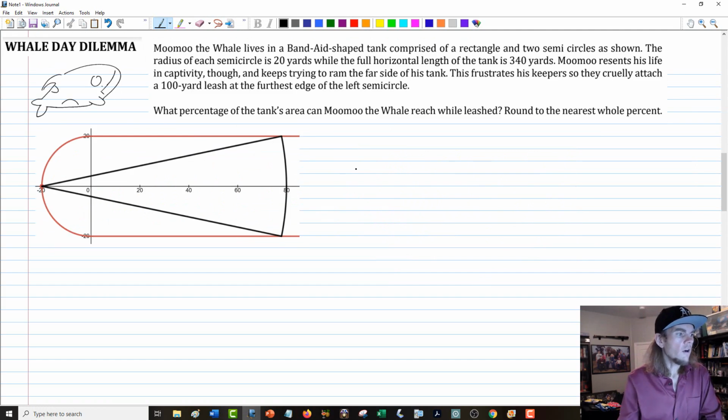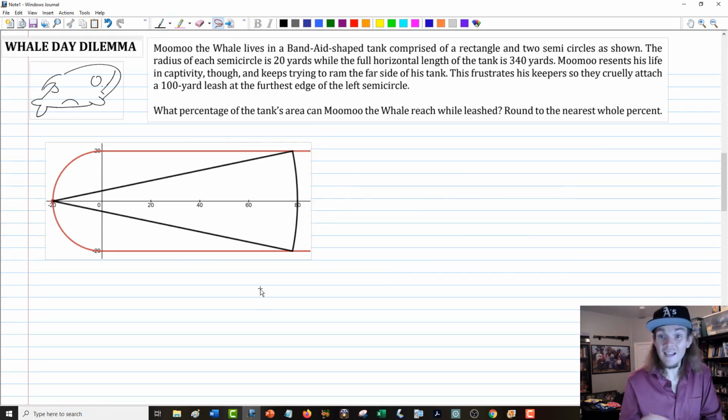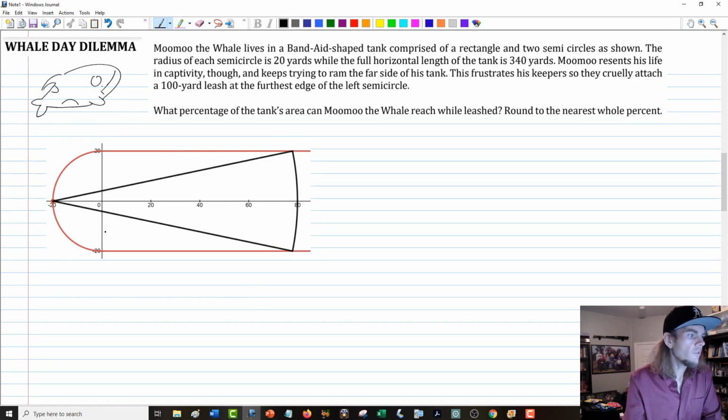So there is our section. I want to go about, of course, first labeling everything as best I can, so that way we can start to actually find all the dimensions here. So the first thing I want to point out is that since this is the leash of Moo the whale, that entire length from here to here is going to be 100 yards. That was given to us.